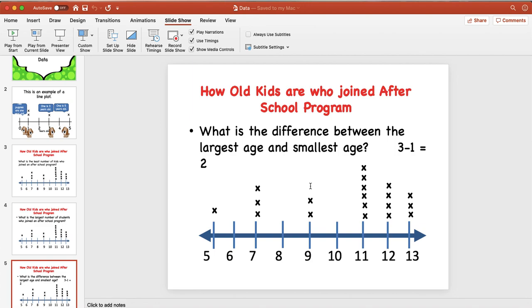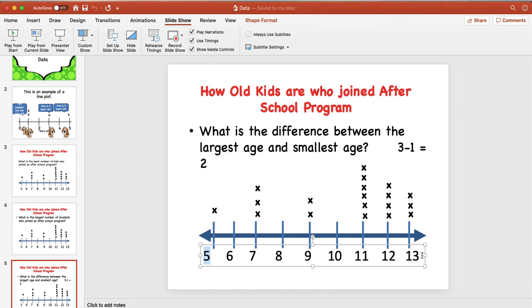Okay, moving on over here, this question says, what is the difference between the largest age and the smallest age? Difference is a key word for subtraction. So what's our largest age that we have here on the graph? We can see that the biggest age that we have is 13. That's our biggest age. And the smallest age is 5.